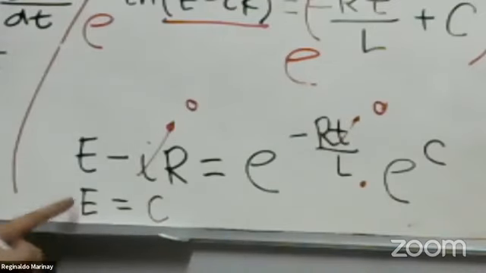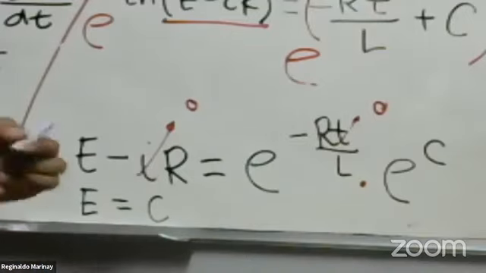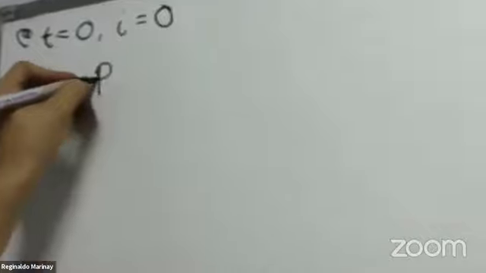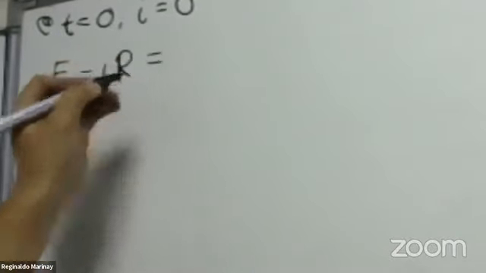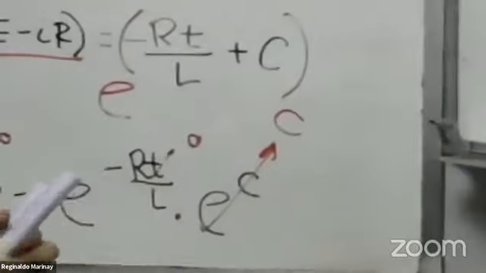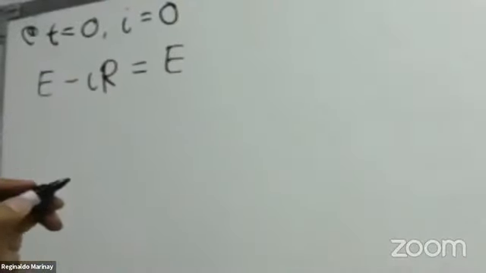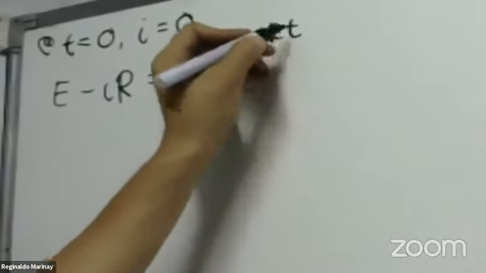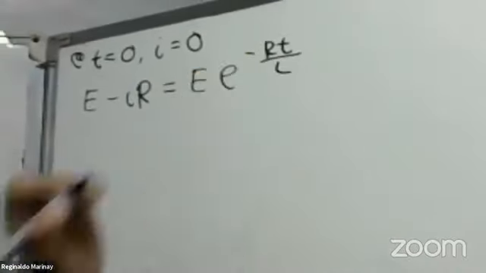So therefore, our voltage E is simply equal to C. So we may write this equation here: E minus IR is equal to, remember, our E raised to C is simply equal to C. So if that is equal to C, I will put here E, and then we have E raised to negative Rt over L.